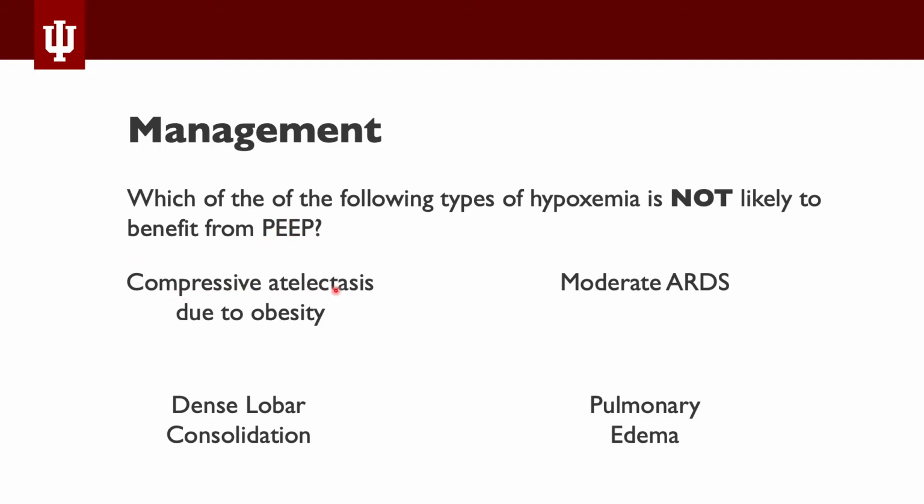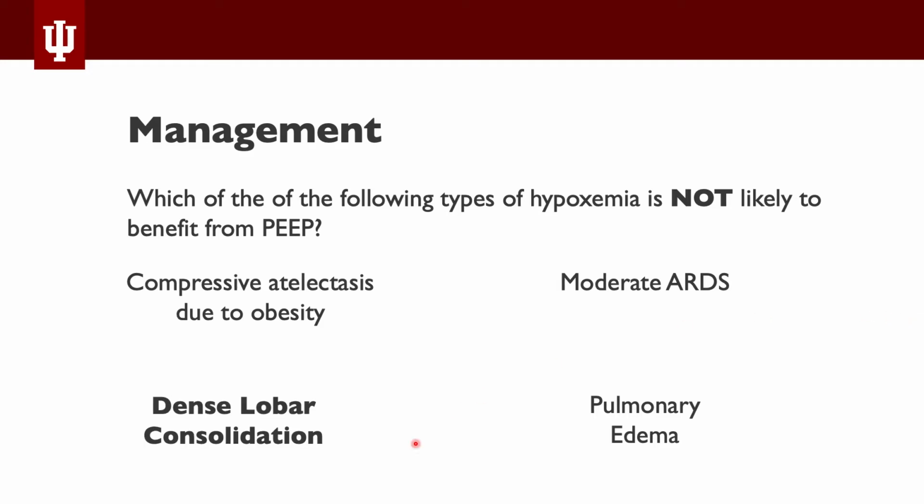Is it compressive atelectasis due to obesity? Is it a dense lobar consolidation? Is it moderate ARDS? Or is it pulmonary edema? I want you to think about what we have talked about so far and use that to answer your question.